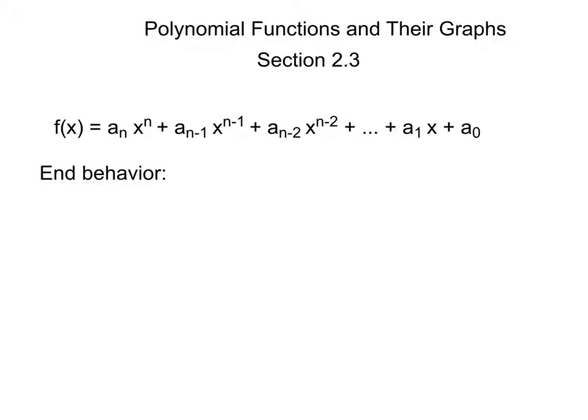So the first thing we're going to talk about here is the end behavior. Well, what do I mean by end behavior? End behavior is basically what this graph is going to do as x gets very, very, very large and as x gets very, very, very small. Okay, what are the ends of the graph going to look like? And this is totally dependent on two things here. And that is, it's dependent on a first of all, and it's dependent on n.